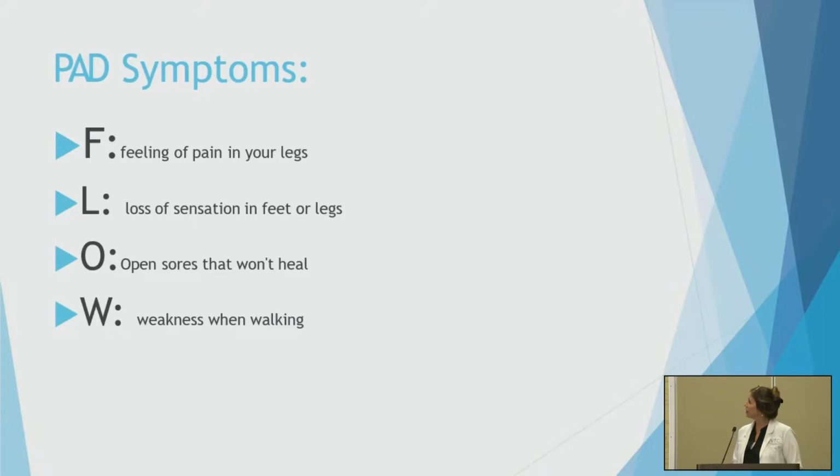This is an acronym that I feel primary care providers or any provider can give to patients who are at risk for developing peripheral artery disease. They can provide them this information. FLOW. F is for the feeling of pain in your legs. L stands for the loss of sensation in your feet or in your legs. O stands for open sores that won't heal. And W is for weakness when walking.